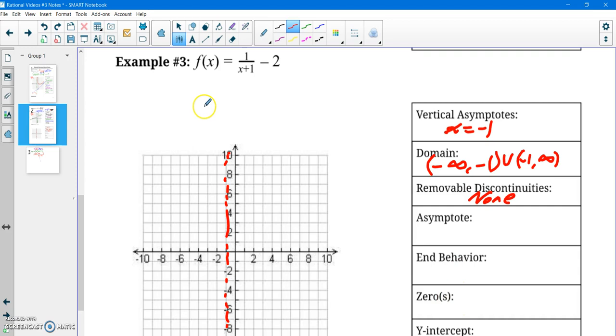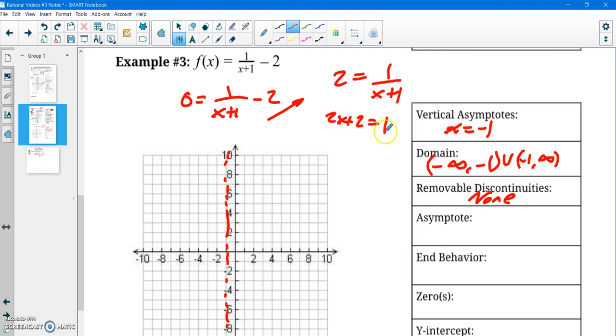Zeros. Okay, so let's actually do some algebra here. I want to figure out when the y is going to be 0, so I'm trying to solve this equation. Be careful about how you solve this. Add the 2 over. Multiply the x plus 1 up. Cross multiply if you want to think about it like that. Alright, then subtract it over, you get -1. Divided by 2, you get -1/2. Okay, so just be a little careful. -1/2, 0 is my x-intercept.